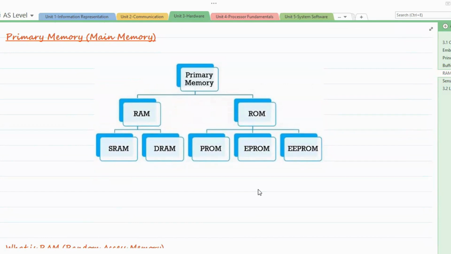A computer has different levels of memory. If you look at the top, there is primary memory, which is further divided into RAM and ROM. RAM is further divided into SRAM and DRAM, which is static and dynamic RAM. And ROM is further divided into PROM, EPROM, EEPROM. The CPU accesses primary memory much faster than secondary storage devices such as hard disks and SSDs.